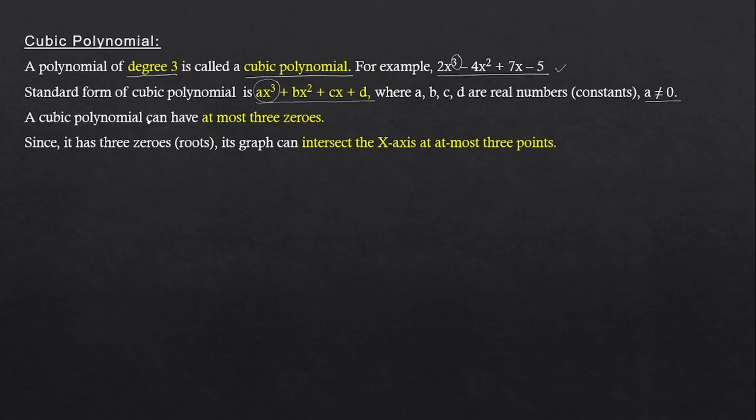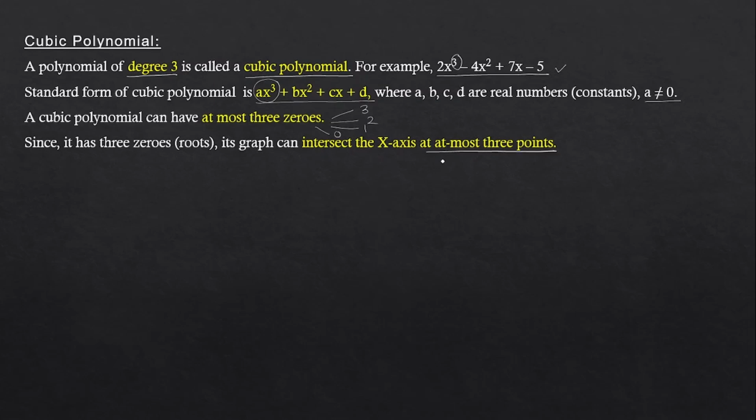A cubic polynomial can have at most 3 zeros. Again, what does it mean? That it can have either 3 zeros, 2 zeros, 1 zero, or it can also have no zeros. Also, when a cubic polynomial is converted into graph by plotting its corresponding x and y values, its graph will intersect the x-axis at most 3 points.